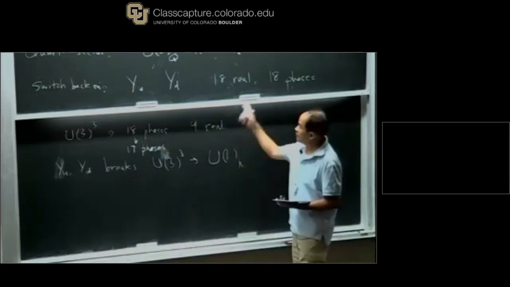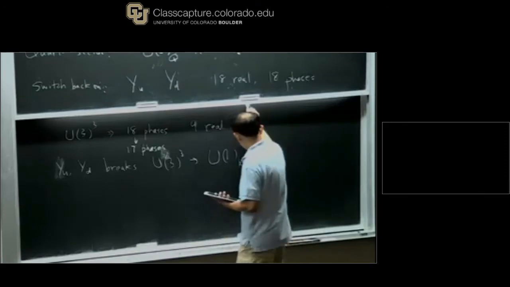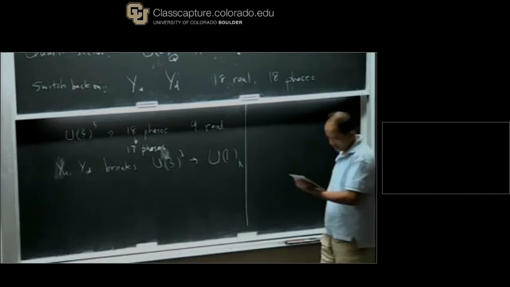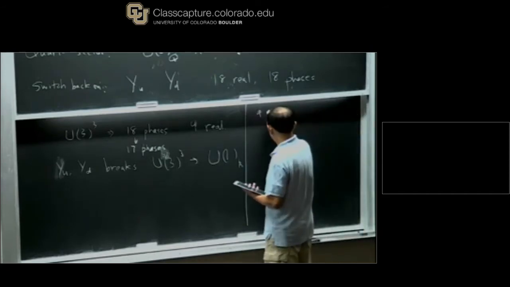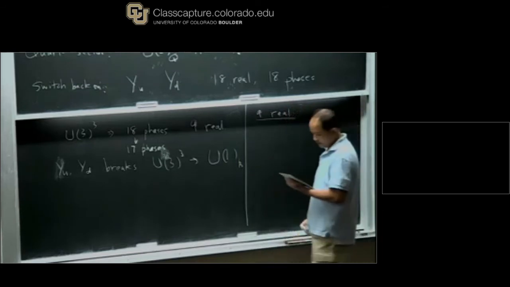Okay, you can rotate away 17 phases and 9 real parameters. Now we have a real counting for the number of parameters. So there are 9 real parameters.